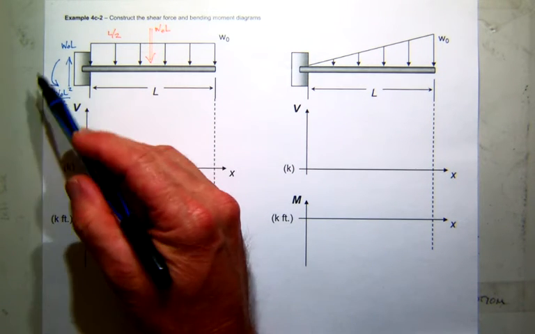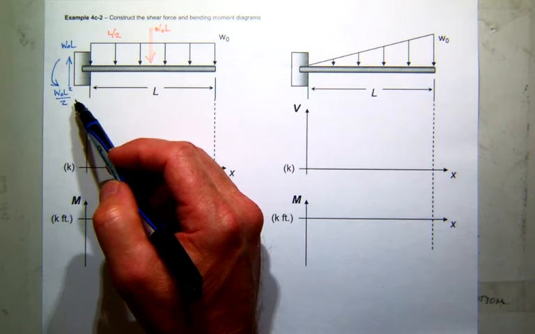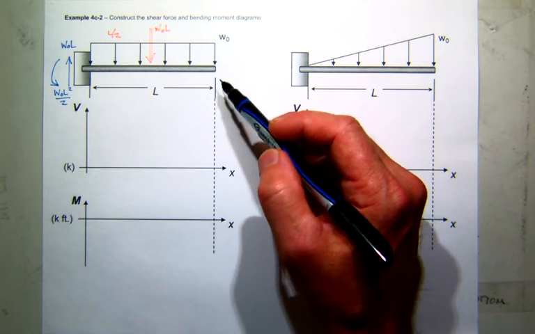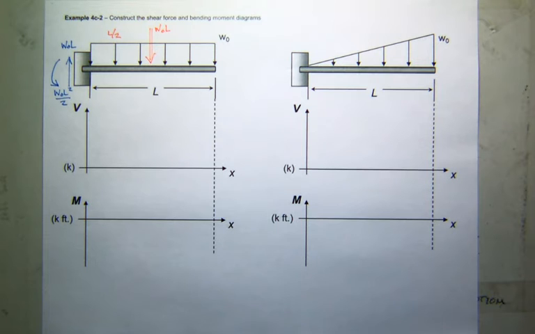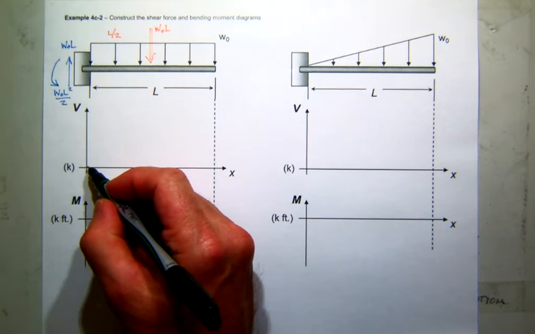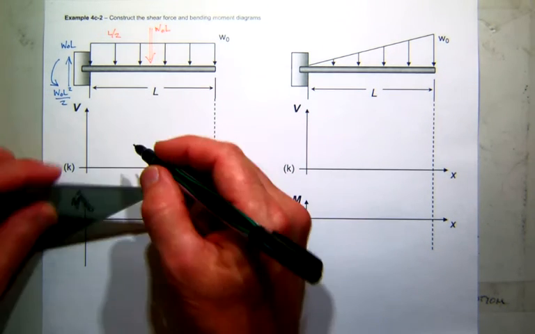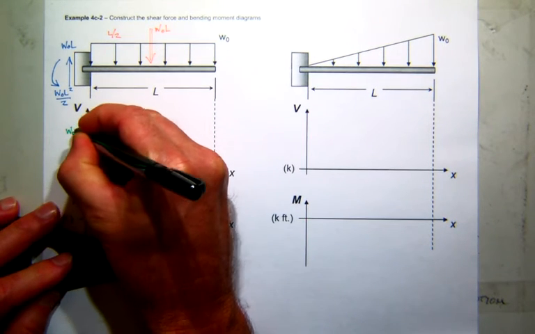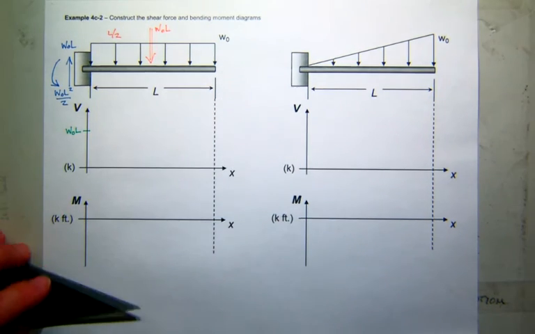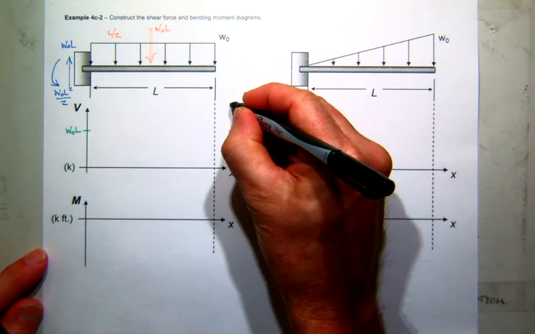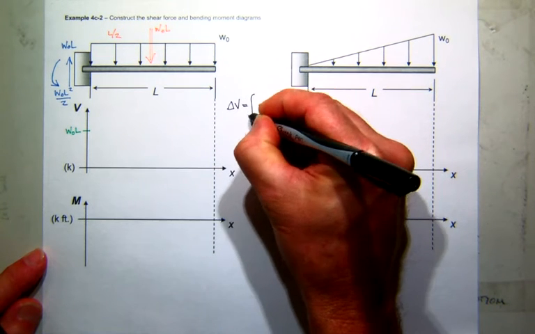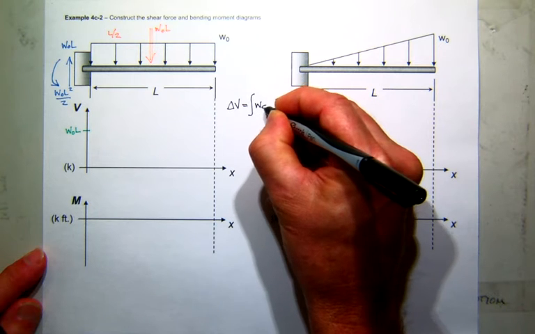That's why it's important to get the reactions to start the problem. Oh, by the way, over here, what kind of bending moment should I end up with? Zero. So let's do the shear problem. So I'm going to start with a shear of W naught L, and I'm going to apply my reactions. I know that the change in shear is the area under the load curve.